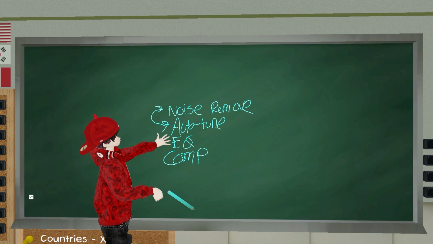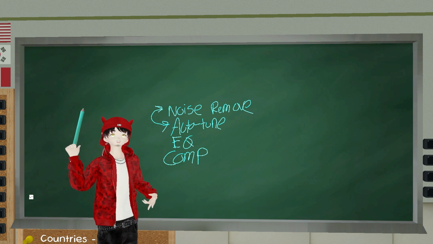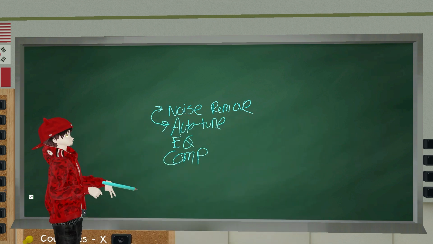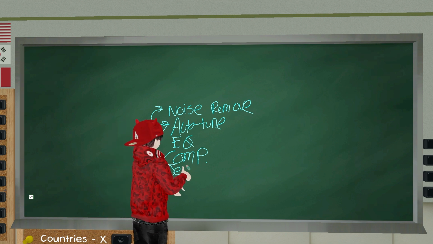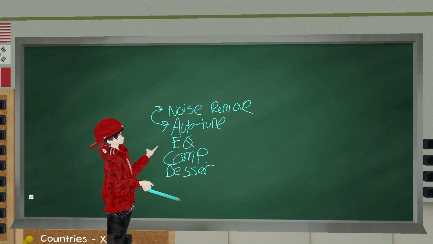You EQ'd all the bad frequencies, and now you compressed it. You took the quiet part and the loud part, and you pull them together so the vocal is consistent. After you get the compressor, now you need a DS. So you need a de-esser. What does a de-esser do? Gets rid of S's. You need to get rid of all the S's.